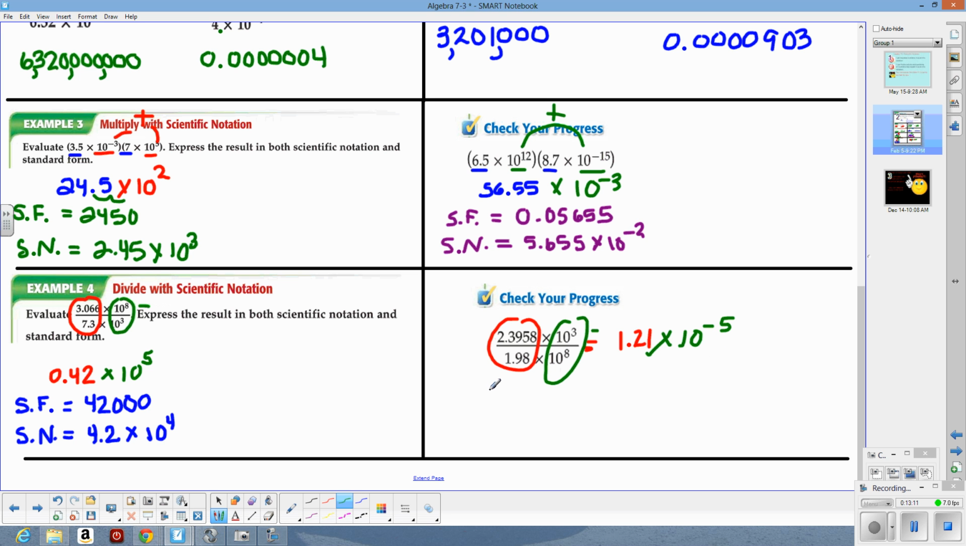Now I would go ahead and write that in, well actually it's already in scientific notation because this number right here is a number that is less than 10 but at least 1. So this right here is going to be our scientific notation. And then our standard form, since it's a negative exponent, we're going to move it 5 places to the left to make it a smaller number. So we're going to have to put 4 zeros after the decimal, and then the 121.